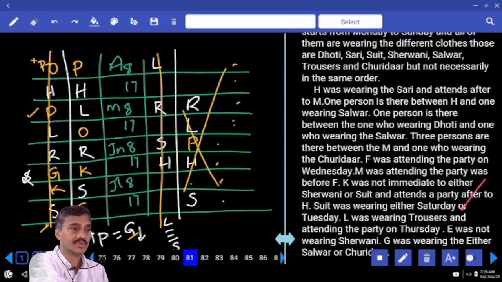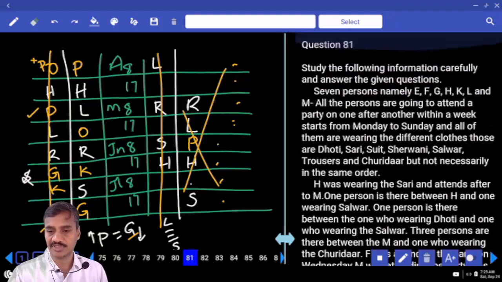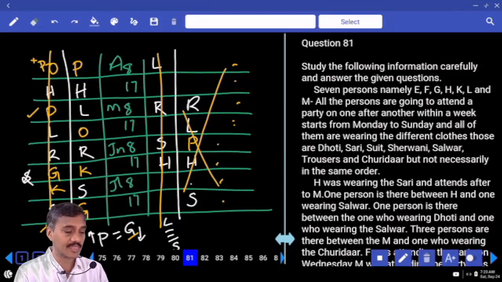And next one, 81 onwards. Now in this 81 onwards, it is based on 7 persons, and all the persons are going to attend a party from Monday to Sunday. Monday to Sunday is the party given now.